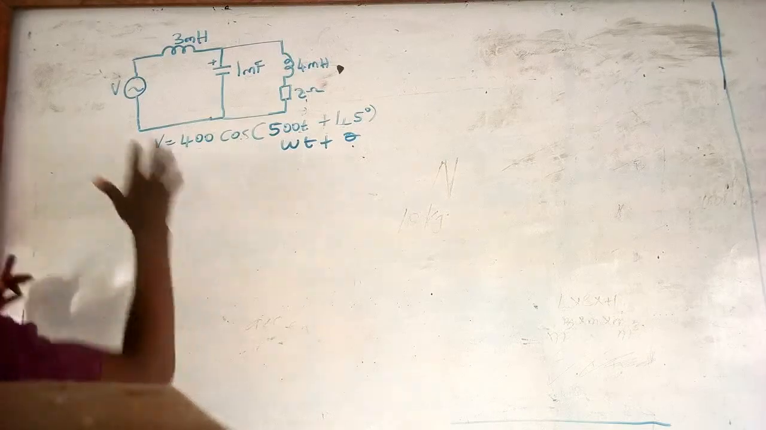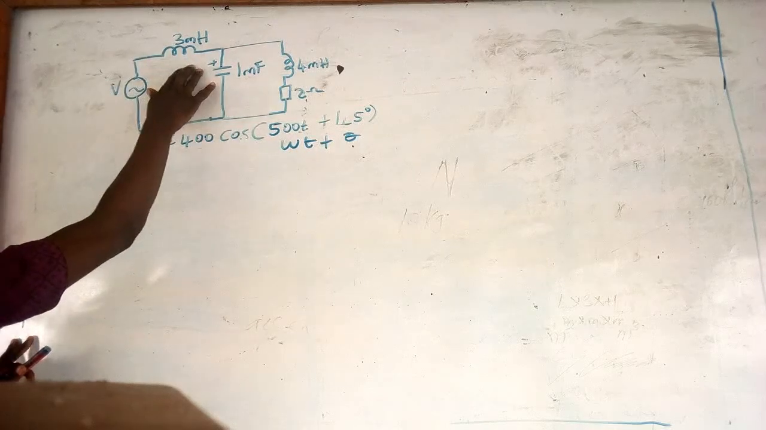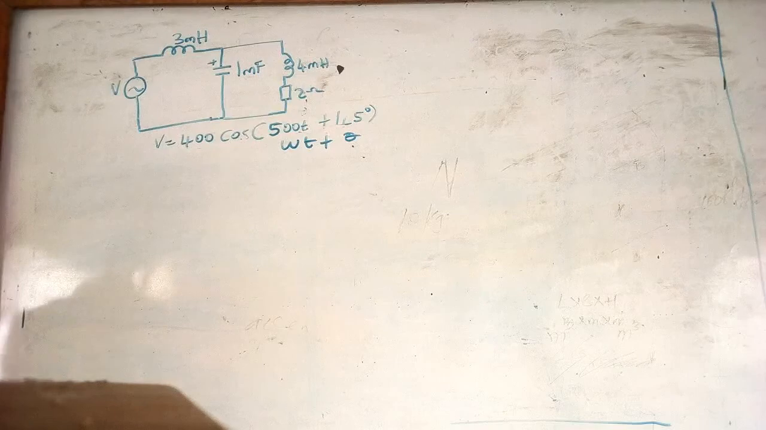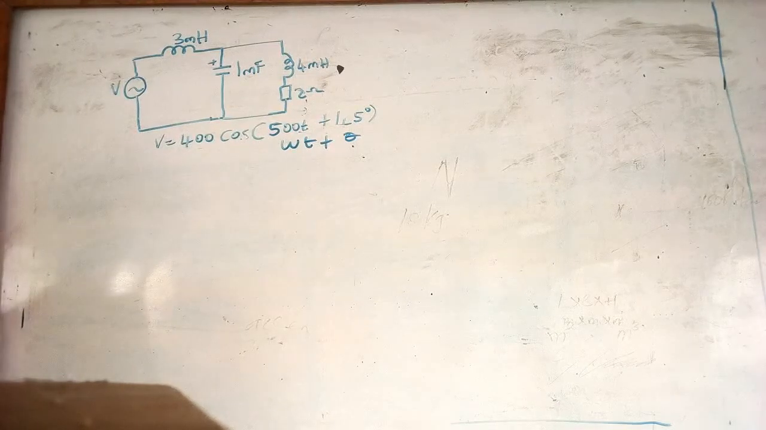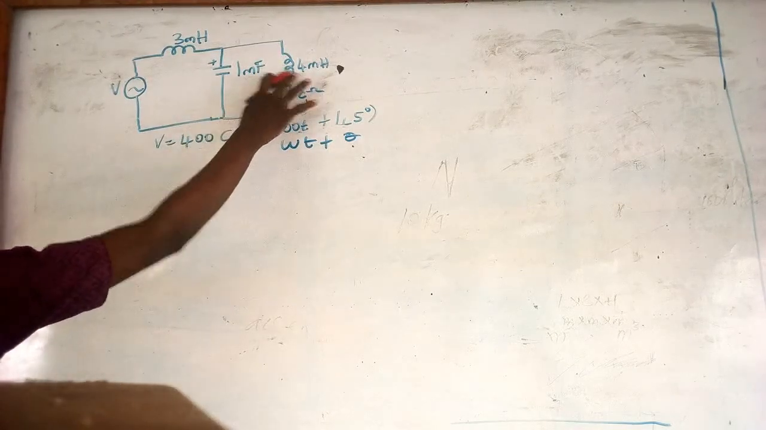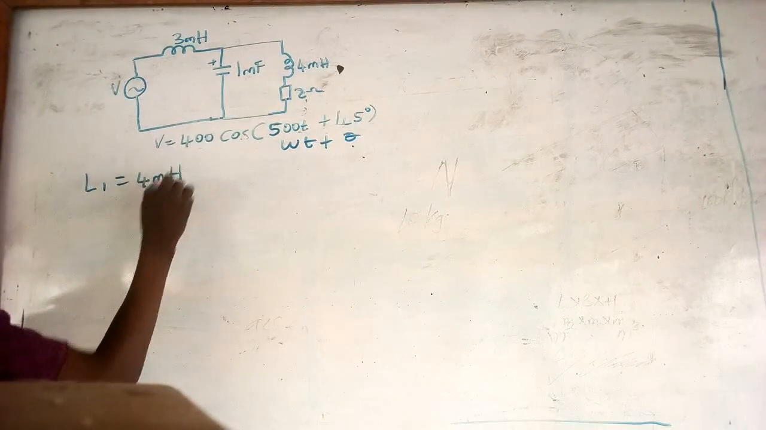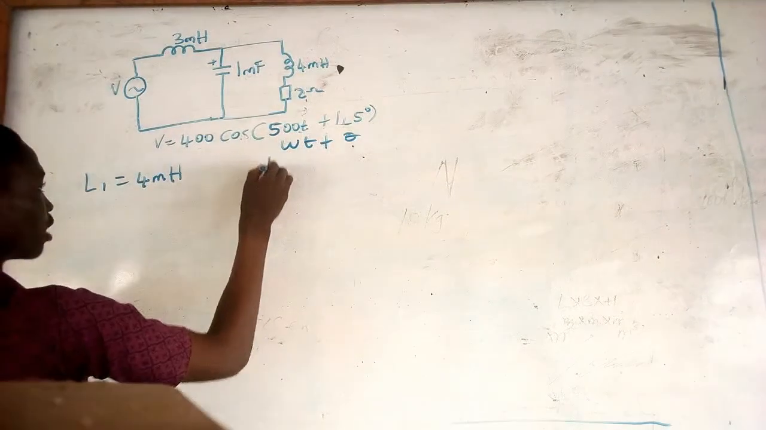We have the circuit with the parameters underneath: voltage here, 3 millihenries, 4 millihenries, and 1 millifarad. So what do we do first? We bring out all these parameters. For L1, we have 4 millihenries. Now, not wasting our time.